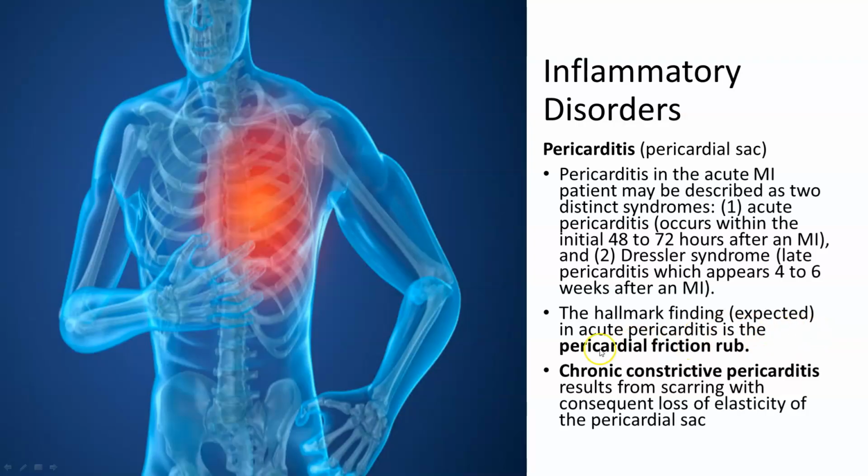This inflammatory process can lead to what we know as chronic constrictive pericarditis, and that's just that whole process where we lose elasticity from the scarring of the pericardial sac. That loss of elasticity obviously means I lose that stretch, so my heart cannot pump as effectively.